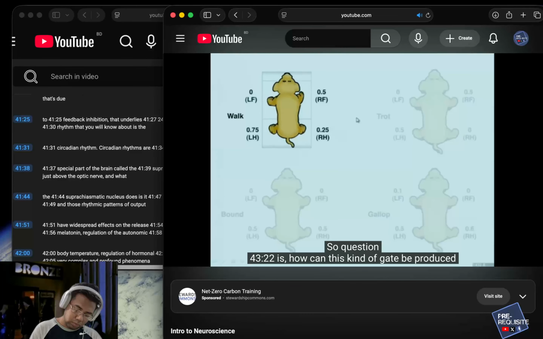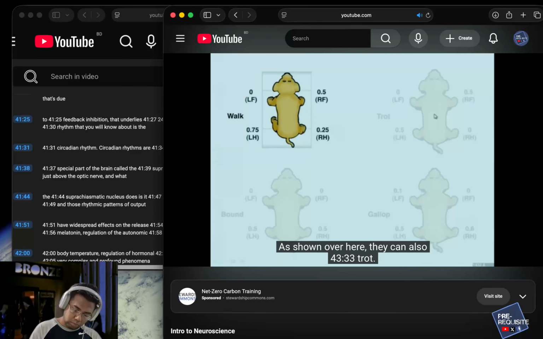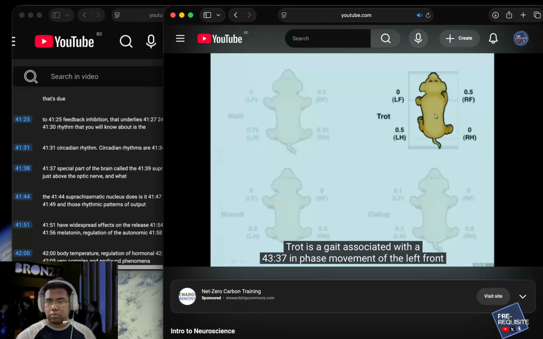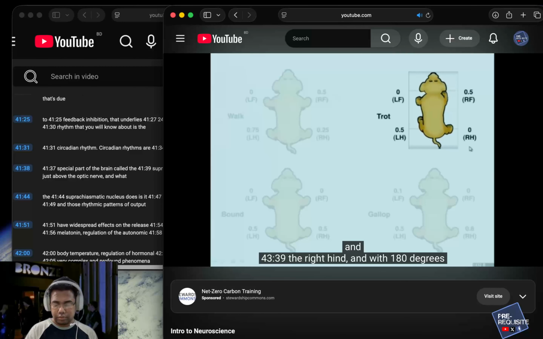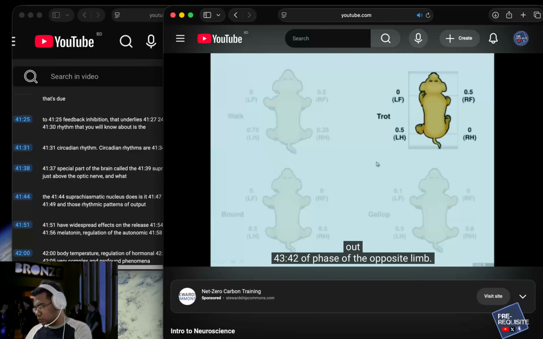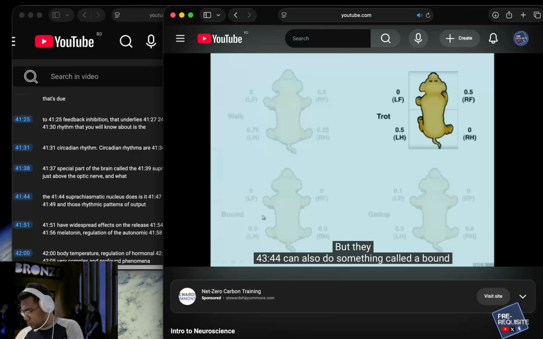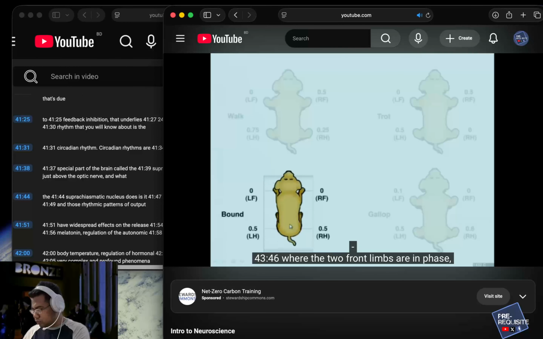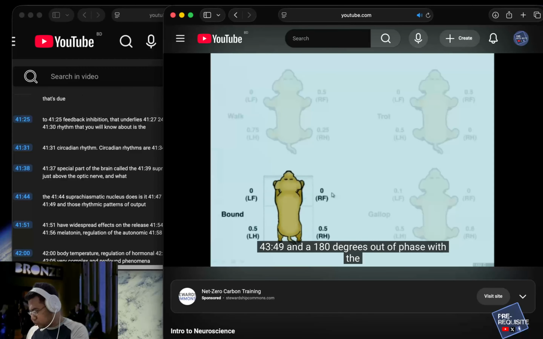So the question is, how can this kind of gait be produced by the nervous system? Can a simple circuit do it? Another secondary question is that animals can do more than just walk. As shown over here, they can also trot. A trot is a gait associated with in-phase movements of the left front and the right hind, and with 180 degrees out of phase of the opposite limbs. But they can also do something called a bound, where the 2 front limbs are in phase and 180 degrees out of phase with the rears.